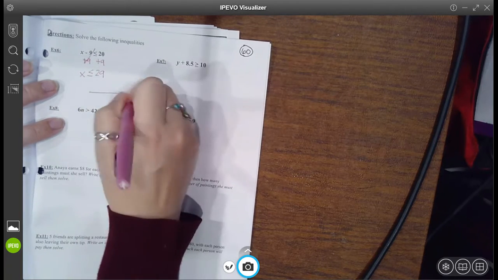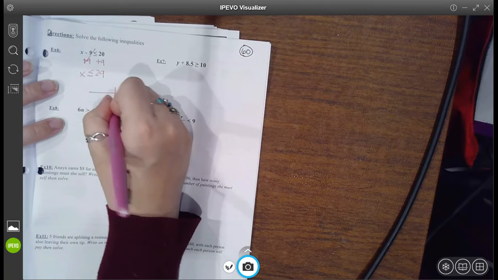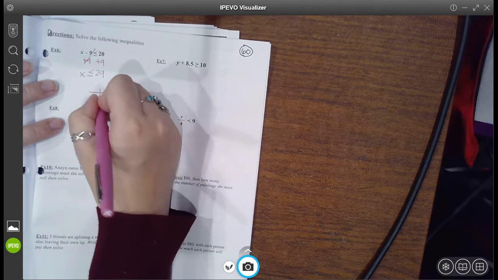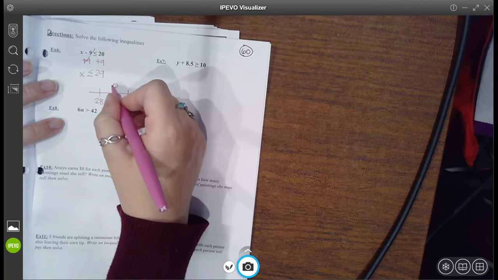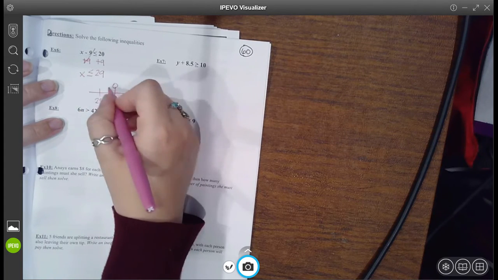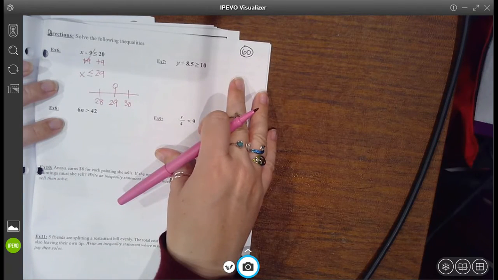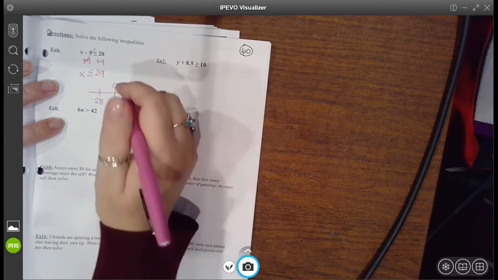Okay, I want you to try to actually graph these. So put the number you're focusing on in the middle, one bigger and one smaller, and then think if it's open or shaded in and which direction it goes. Okay, go ahead and try all of these and then unpause the video and come back and check.